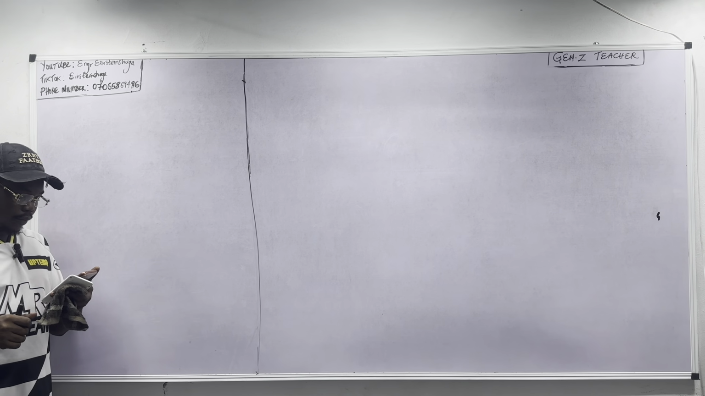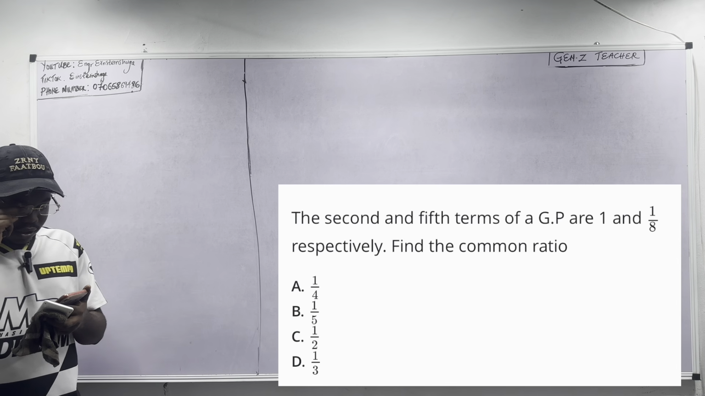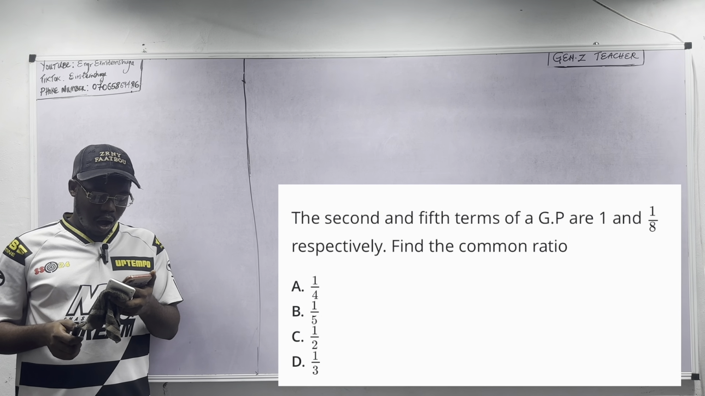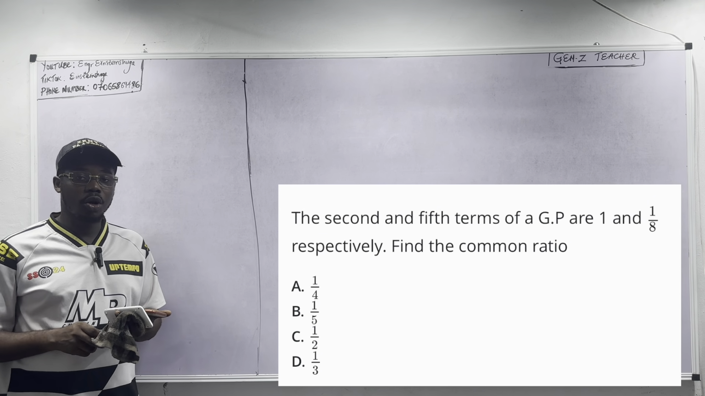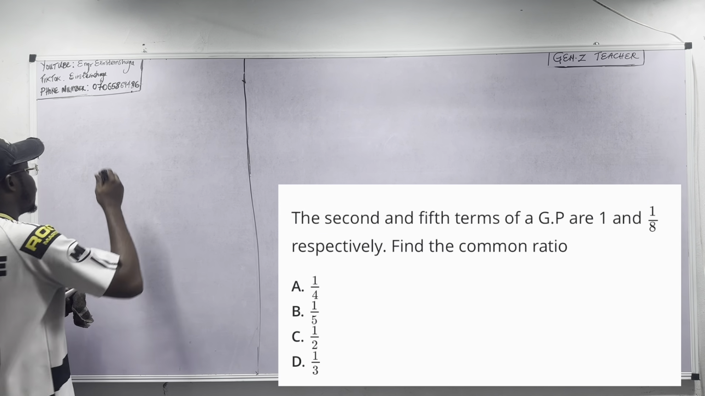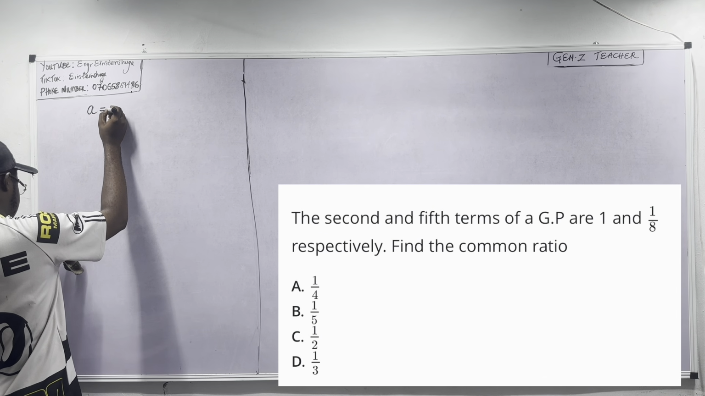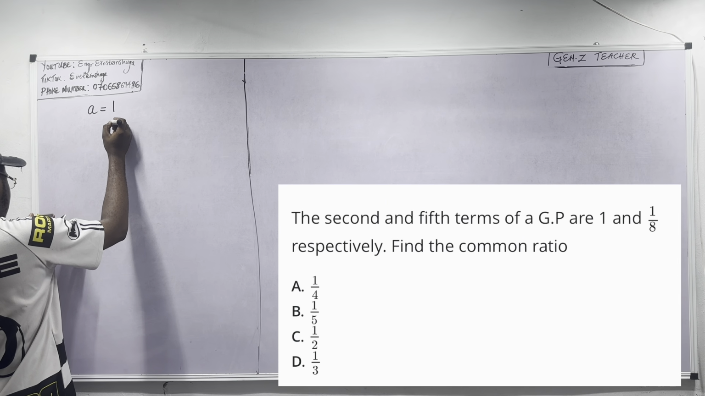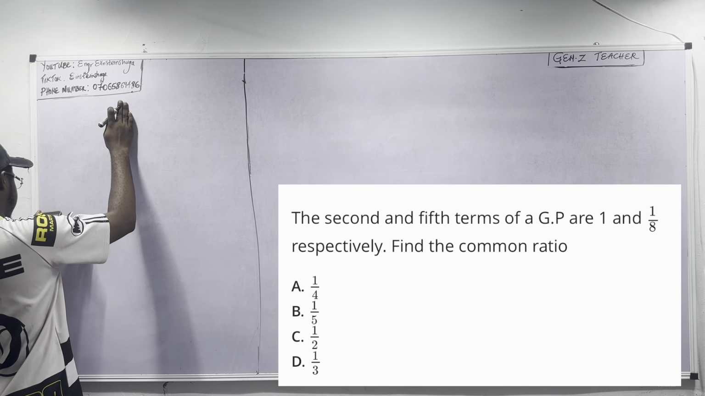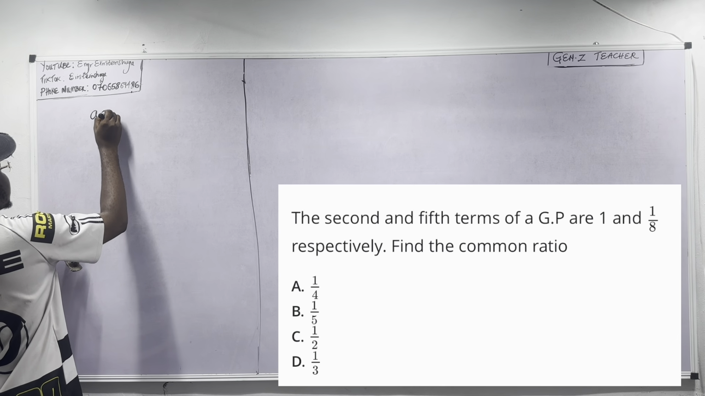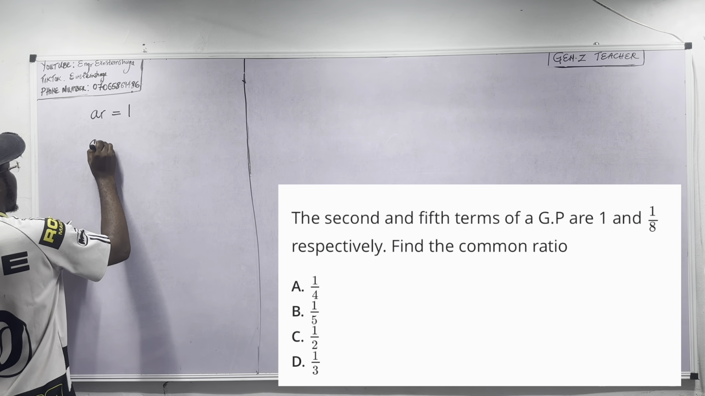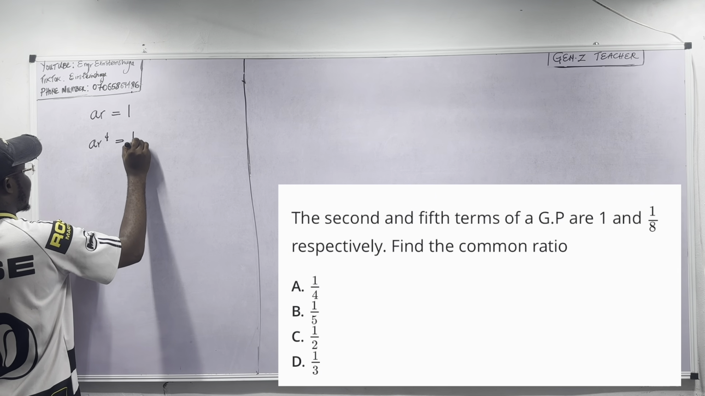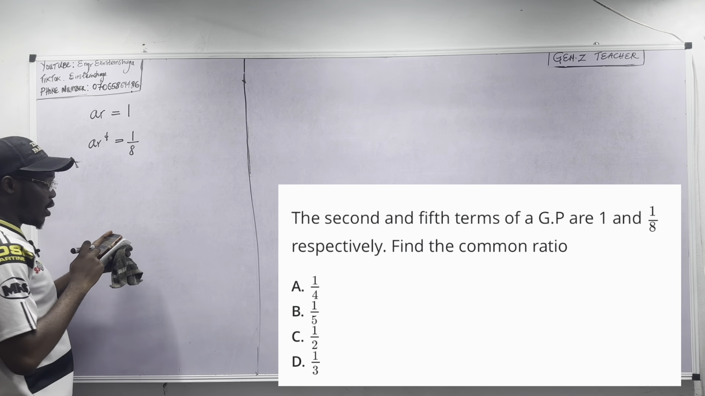Number 29. The second and the fifth terms of a GP are 1 and 1 over 8 respectively. Find the common ratio, okay? So for a GP, the second term was given as 1. So we have the second term is ar^1, and then the fifth term, ar raised to power 4, equals 1 divided by 8. And we're asked to find the common ratio.